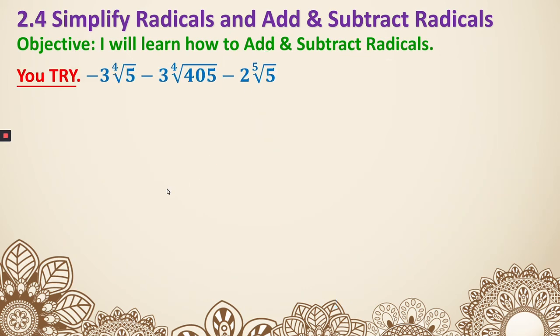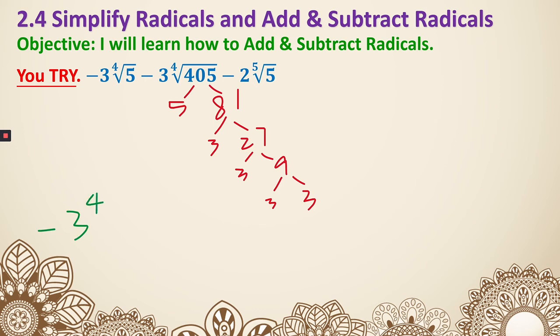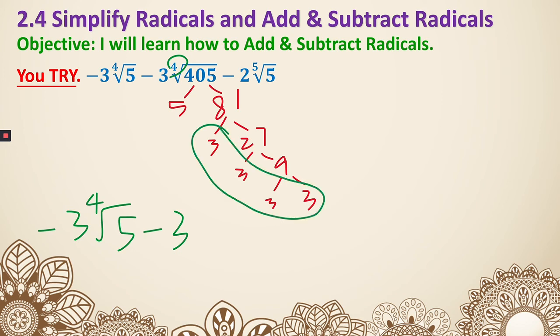Now last example, we're dealing with 4th root. The 5 inside, we cannot do anything to it, but we have 405, that one for sure can be taken apart. 5, then I'm left with 81, and then I have 3, 27, 3, 9, 3, and 3 again. I'm going to actually start simplifying everything. So I have -3 4th root of 5. I'm going to deal with this one in the middle. Since it's a 4th root, I'm looking for 4 of them. So I have 3, but I still have a 5 left inside. Then I have this last one, 2 times 5th root of 5.